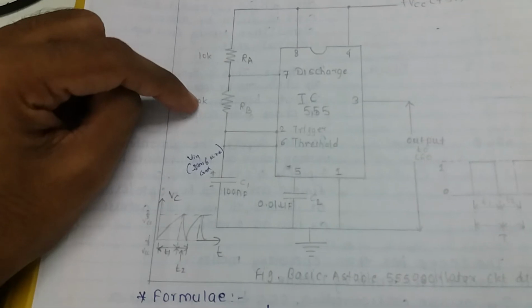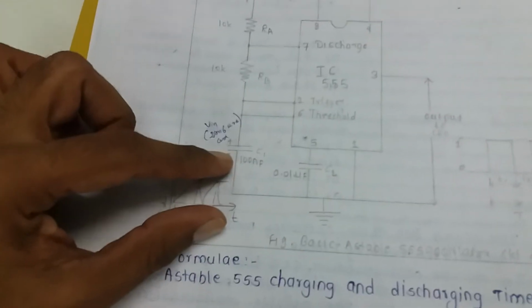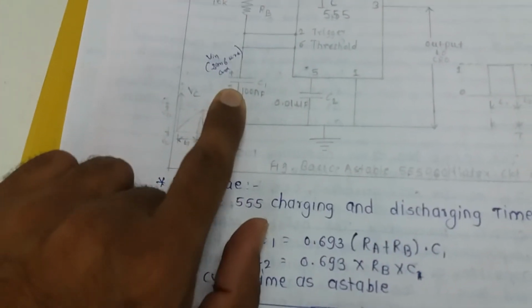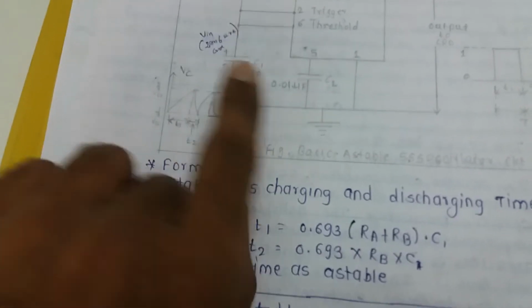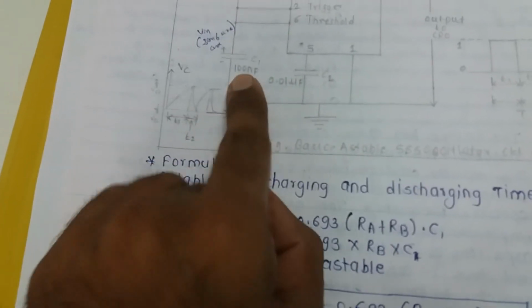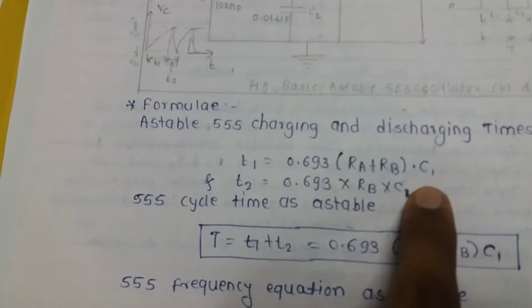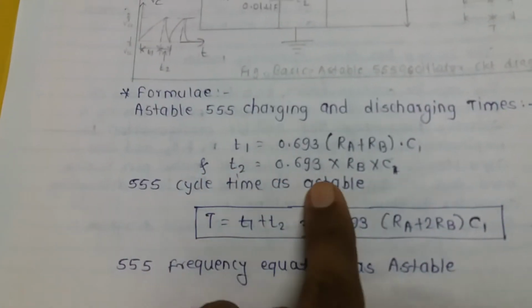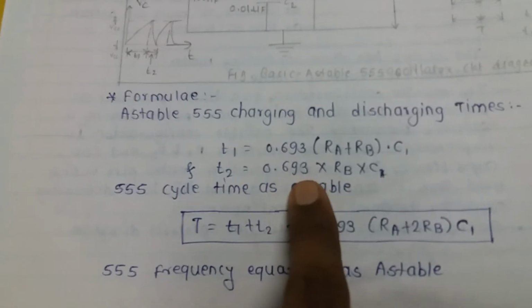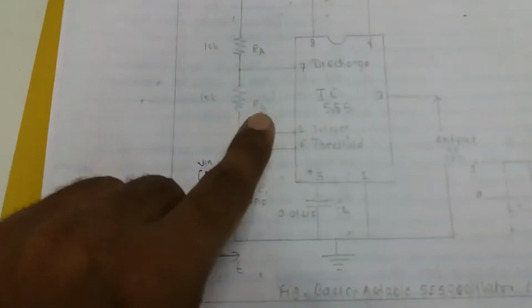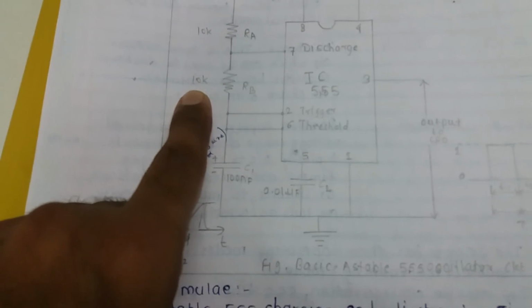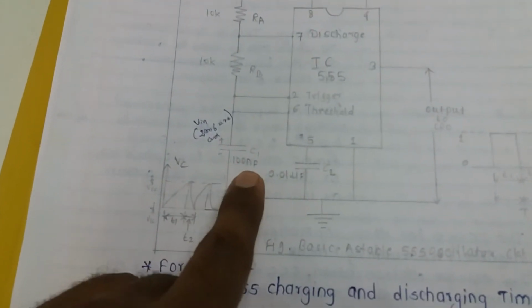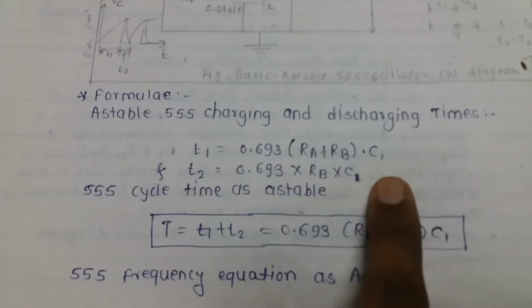What is RA? RA is 10 kilo ohm plus RB 10 kilo ohm, into C1 value 100 nanofarad. Nanofarad is 10 to the power minus 9, while micro means 10 to the power minus 6. Substitute these and find out the on time. Similarly, how to find the off time? 0.693 times RB times C1. What is the RB value? 10 kilo ohm, multiplied with the same C1 value, 100 nanofarad. Then you will find the off time period.